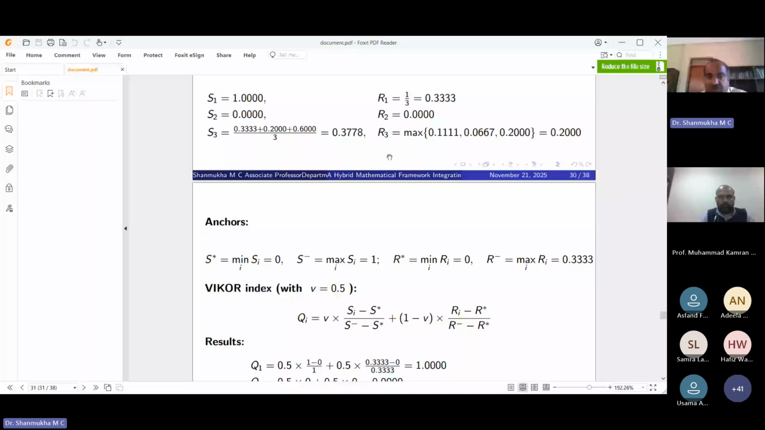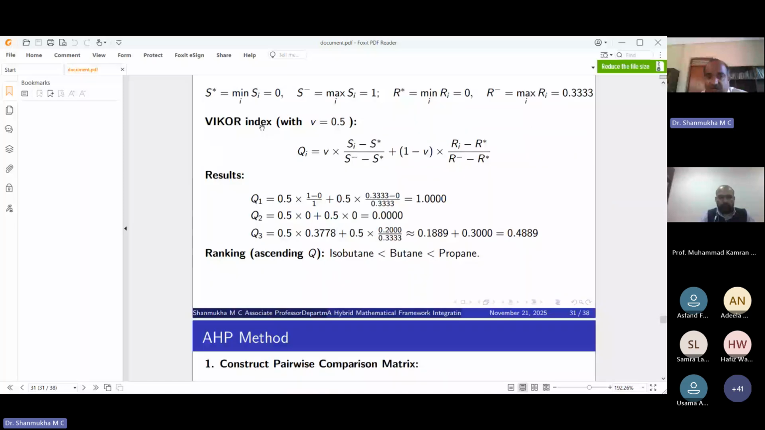Then finally we find the value of Qi, the VIKOR index. Here V is equal to 0.5; Qi equals V into Si minus S star upon S minus minus S star, plus 1 minus V into Ri minus R star upon R minus minus R star. So based on the above values, Q1 is equal to 1, Q2 is equal to 0, Q3 is equal to 0.4889.